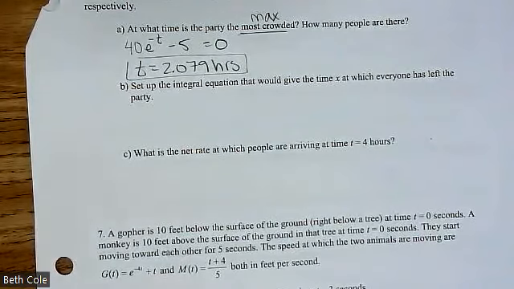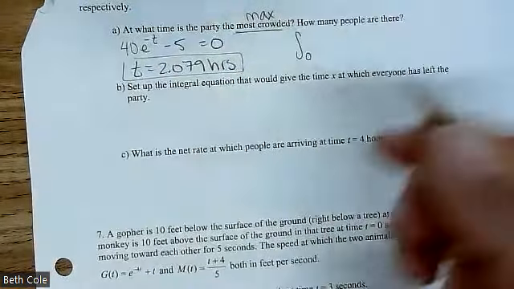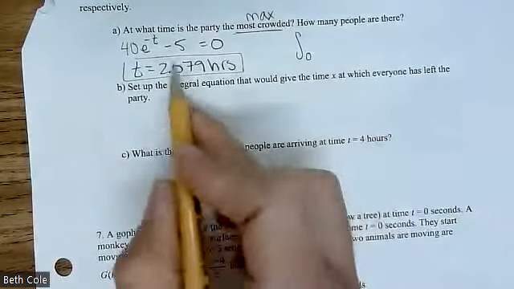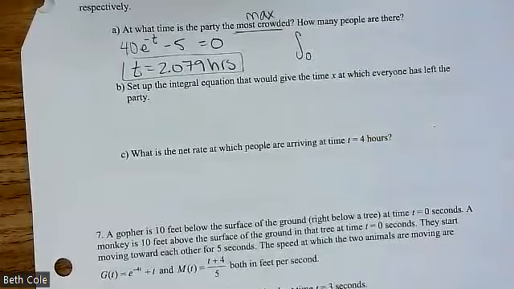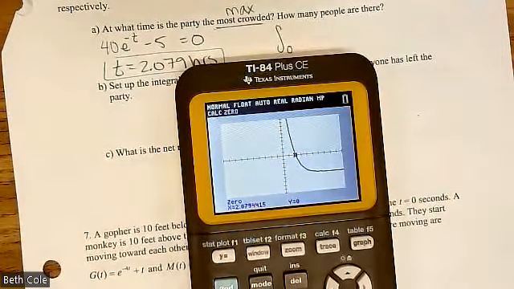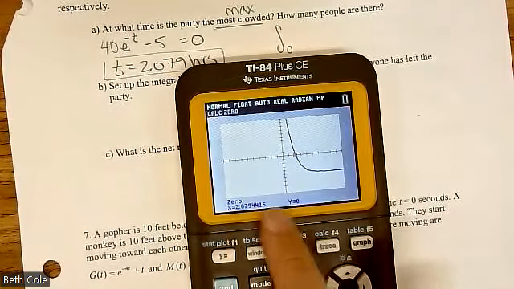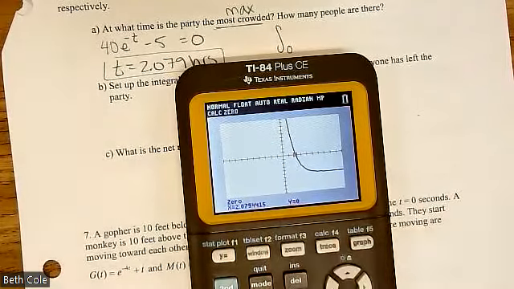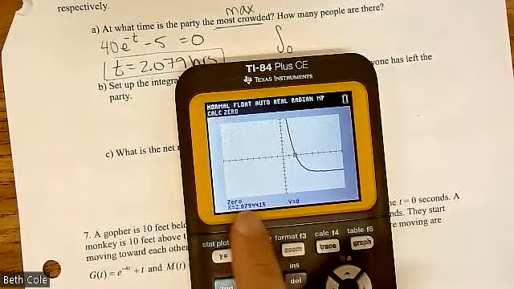Now there's a second part to that question. How many people are there? So we need to accumulate people from 0, when the party starts, until that time. Here's the thing. You can't type 2.079. It will not be accurate enough. So you have 2 choices. We can either store that number and do a copy paste, or you can type all of those decimals and it should be accurate enough at that point. I will go through it however you would like to. Do you want to store and do a copy paste, or do you want to just type all those numbers?